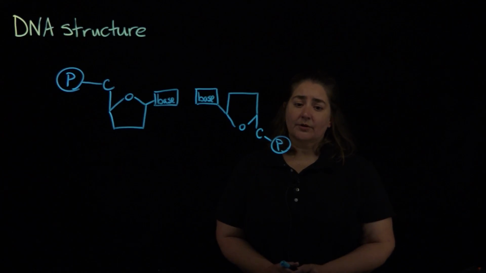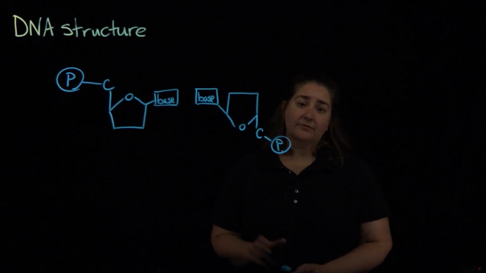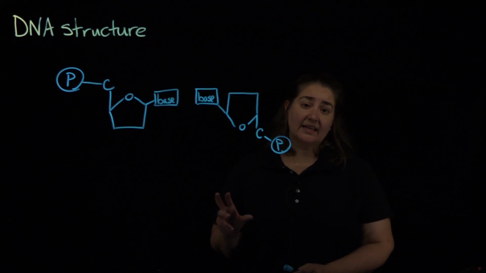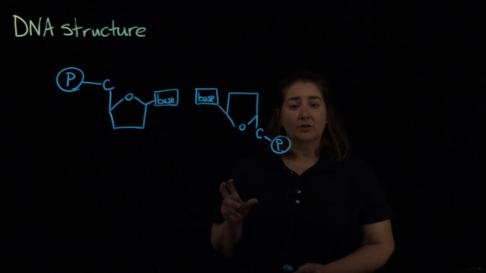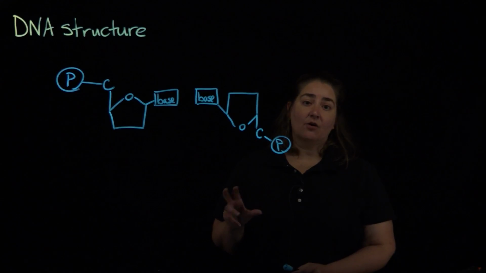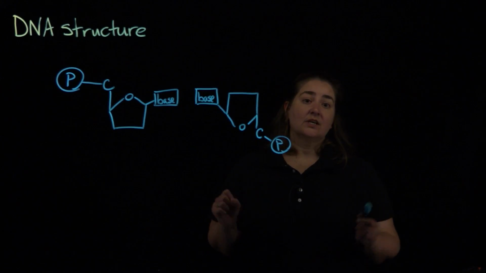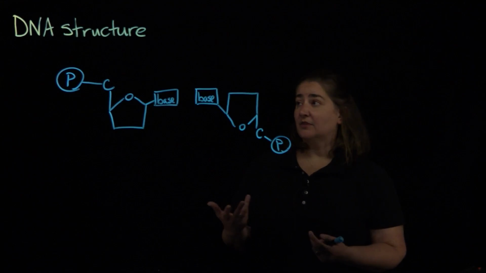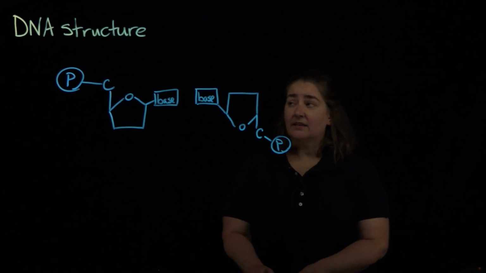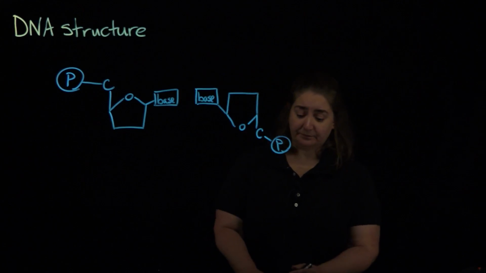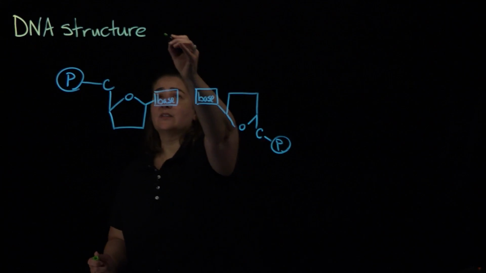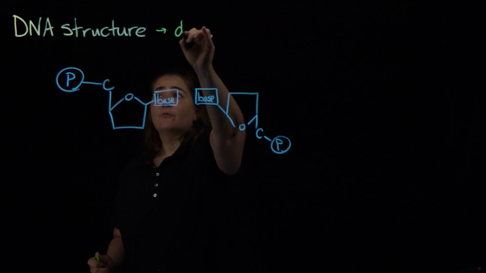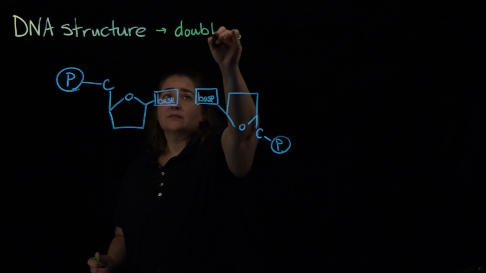In this video, we're going to talk a little bit more about the physical structure of DNA, how the different chemical molecules are oriented relative to one another, and how all that interaction works to come together to form the DNA double helix. Okay, so DNA, as I've said in previous videos, forms a double helix.